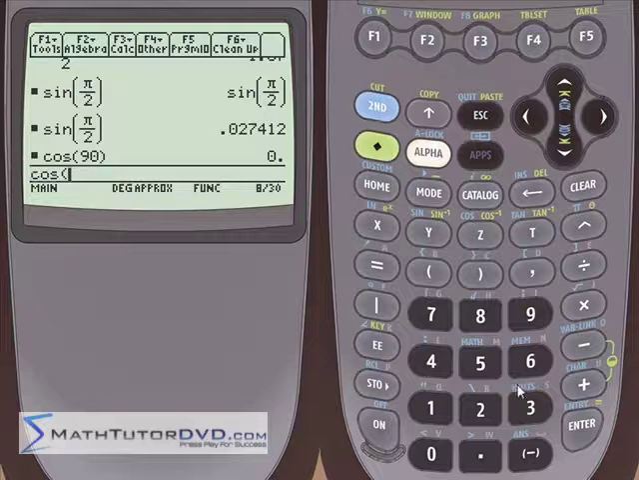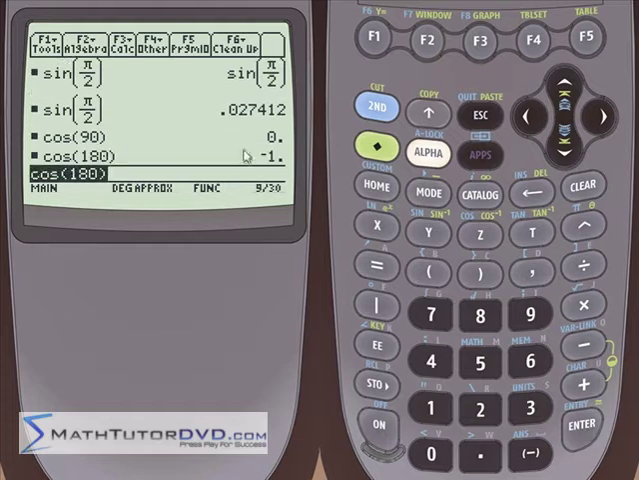Cosine of 0 degrees, or let's do something different. Let's do 180 degrees. What's cosine of 180? On the unit circle, that should be back over on the left-hand side, so that's -1. These are all cosines and sines that you should more or less have memorized. So we've learned how to do that.